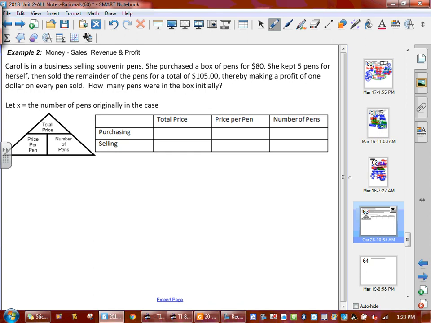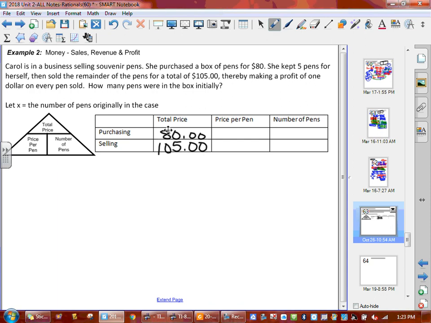So, total price, $80. It says, Carol's in a business selling souvenir pens. She purchased a box of pens for $80. She kept 5 for herself and sold the remainder of the pens for a total of $105, thereby making a profit of $1 on every pen sold. How many pens were in the box initially? So, the purchasing price was $80, selling price $105.